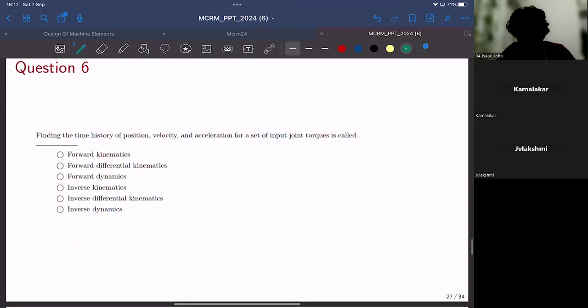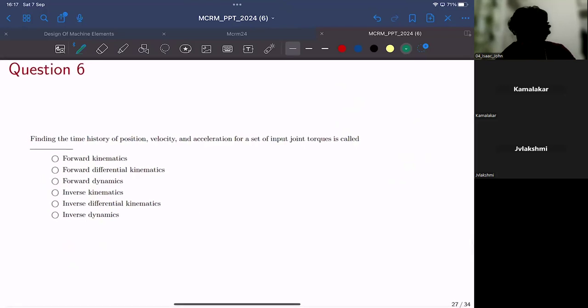Now moving on to question 6. Finding the time history of position, velocity, and acceleration for a set of input joint torques. Is it called forward kinematics, differential kinematics, or dynamics? Which of them is the correct option? So we have joint torque on one hand, and we have the trajectory on another hand: q, q dot, q double dot.